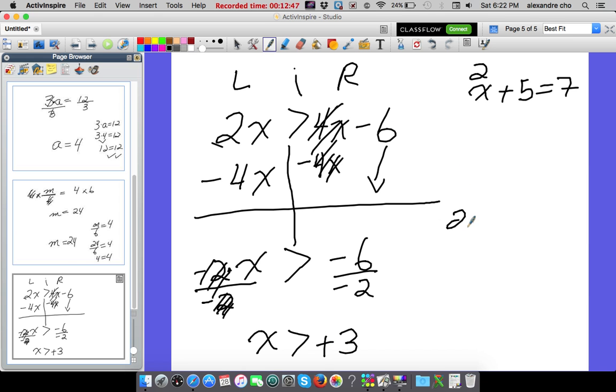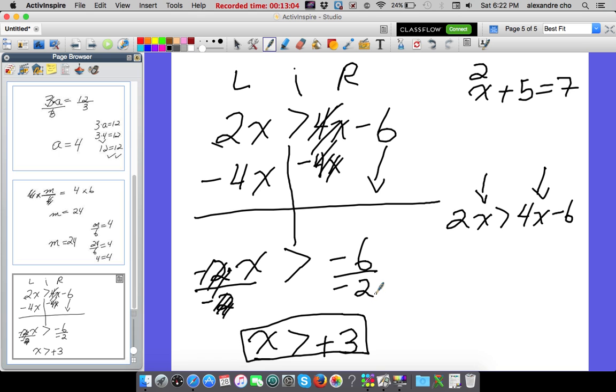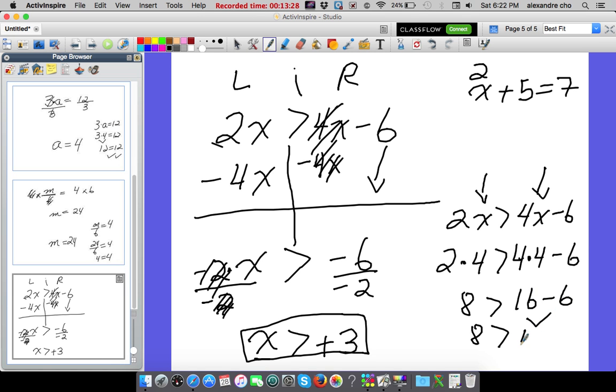So going back to your original inequality, you got 2x greater than 4x minus 6. You're looking for a number that you can put in instead of that x that will make this statement true. What we just found out says that it could be any number that is greater than 3. So let's pick a number greater than 3. Pick 4. If you pick 4, you get 2 times 4 greater than 4 times 4 minus 6. Let's see if that's true. 2 times 4 is 8. Greater than, what's this? 4 times 4 is 16, minus 6. 16 minus 6 is 10.